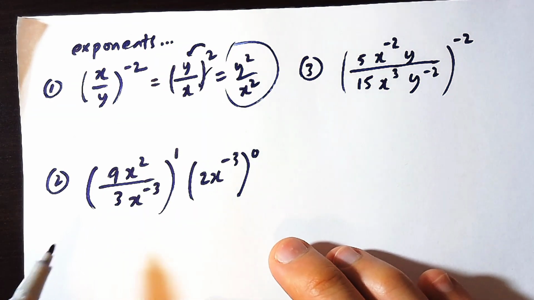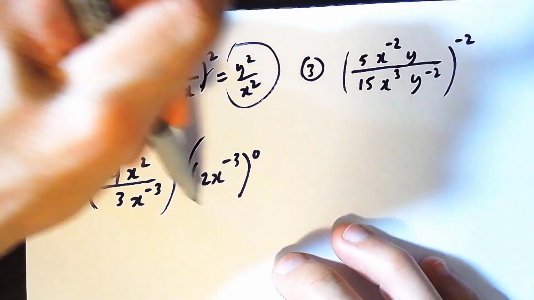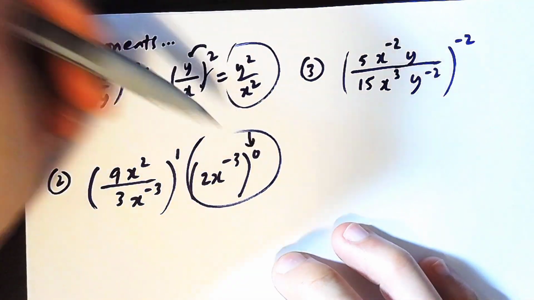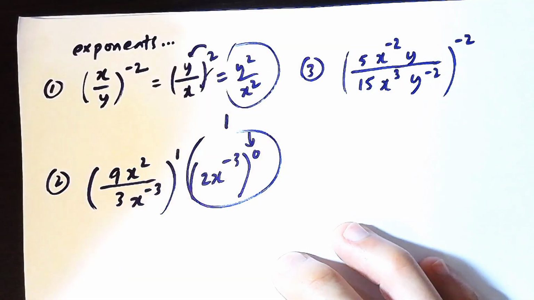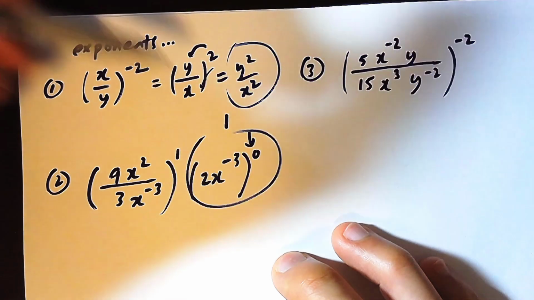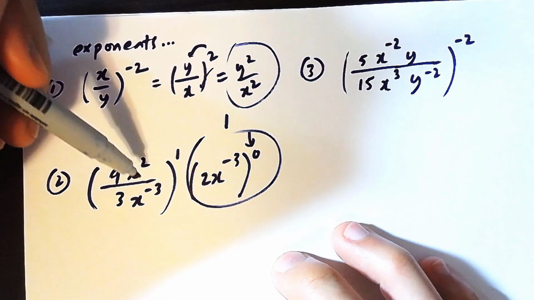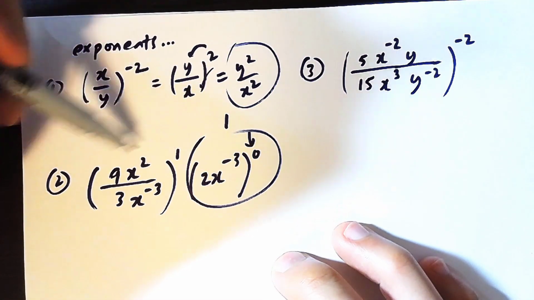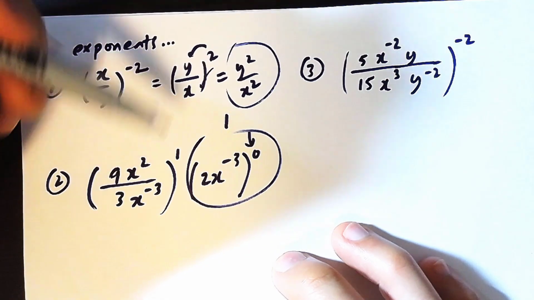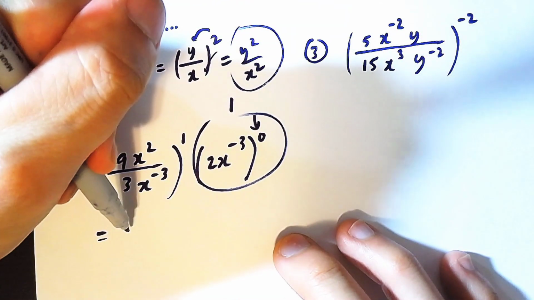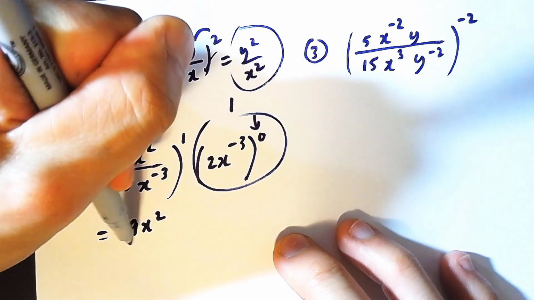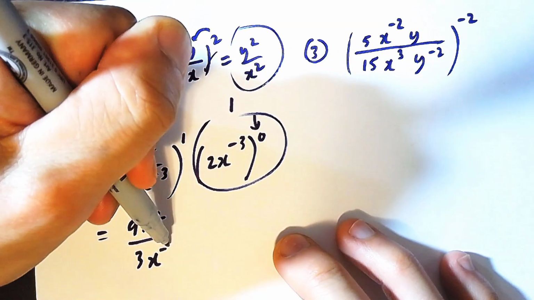Let's focus on number 2 now. Anything to the 0, that's exponent 0, is going to be 1. 1 times anything is itself. Anything to the 1 is itself. So really all we have to do is focus on the inside. So this question quickly simplifies to be 9x squared over 3x to the -3.